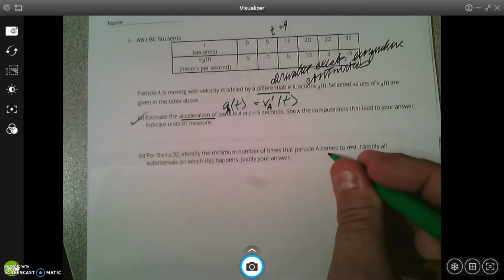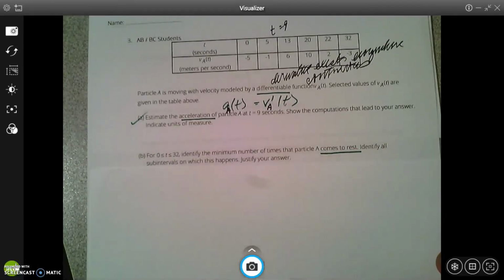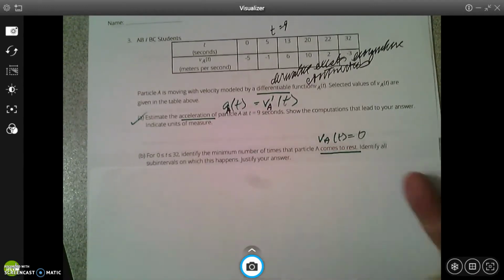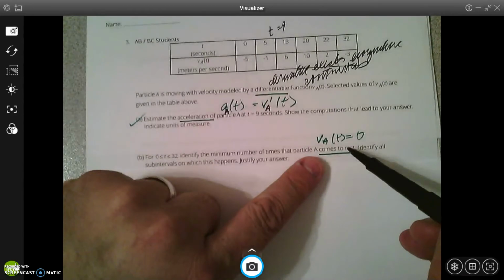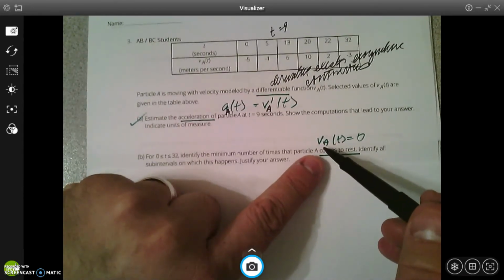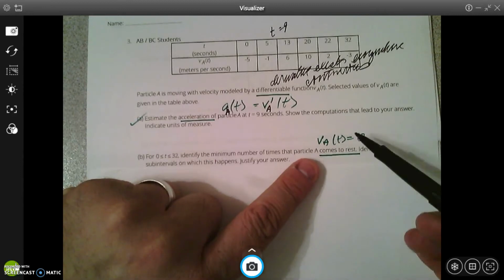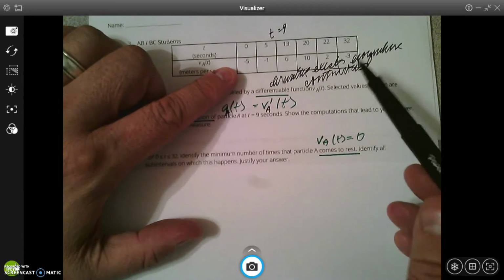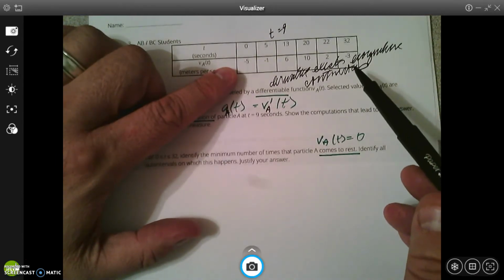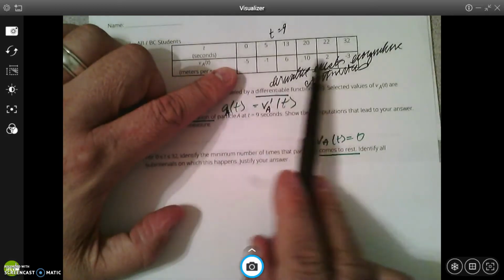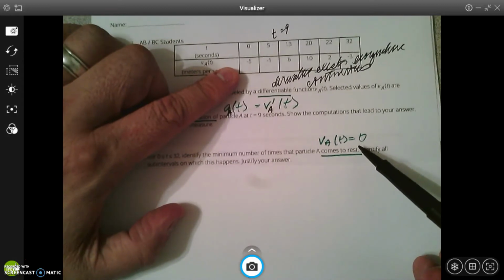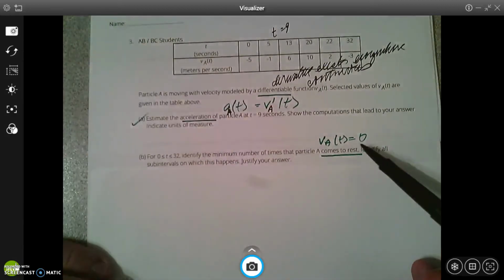Well, the thing that we need to know is that if we're talking about the particle coming to rest, it means the velocity of particle A has to be equal to 0. At first glance, you might look at this and say, okay, well, I don't know what the velocity of particle A is. I don't have an equation, I don't have a graph. All I have are these data points. But there's something that we learned way back in the very first unit that says there is a way to analyze these data points to determine if the velocity or if the function is going to be equal to 0. And that was called the intermediate value theorem.